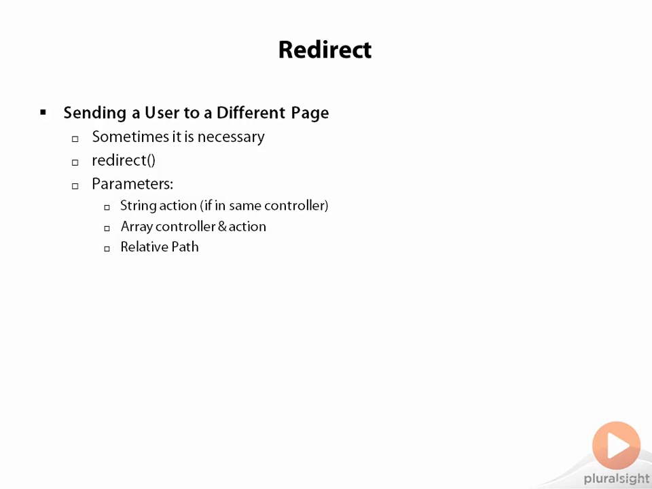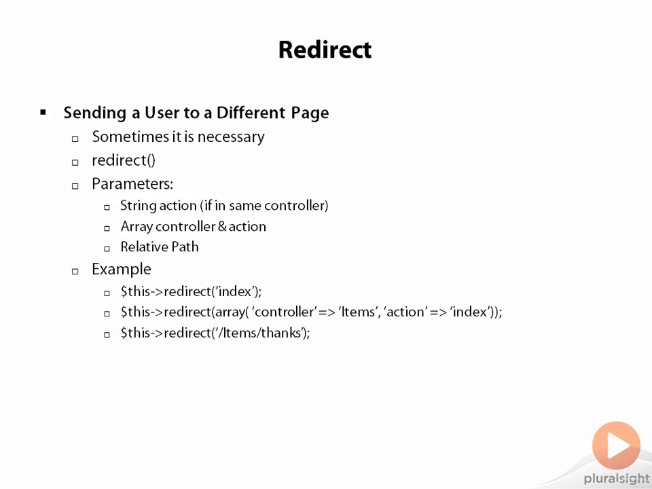A string indicating the action you would like to go to. This action would need to be located in the same controller the redirect is in. If you want to redirect to a different controller altogether, you can pass in an array with the elements indicating the controller and the action you would like to go to. You can also pass in a relative path of a controller and action. For example, we can type this, redirect, and then the action you would like to go to. In this case, it's index.